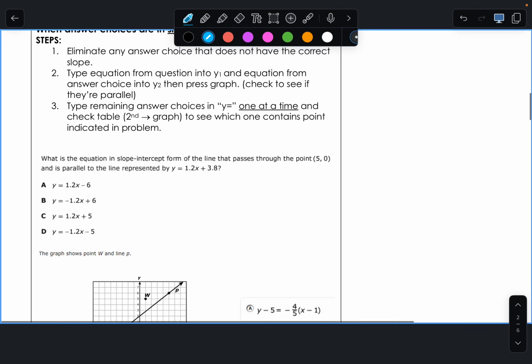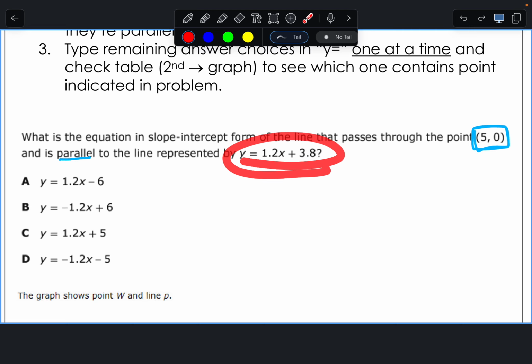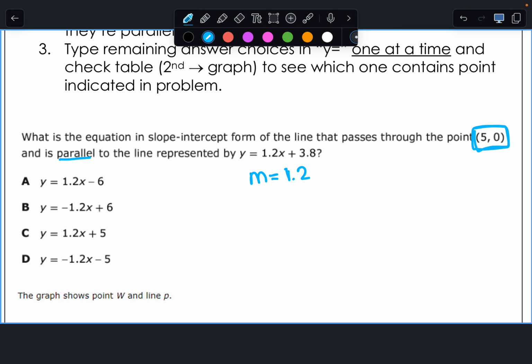Okay? So if you look at this first example, it says, what is an equation in slope-intercept form of a line that passes through this point? That's important. But that is parallel, same slope, to this line. The only reason they give you this equation is because you need to know the slope from that. What is the slope? The slope is 1.2. Okay? So, what answers can we get rid of just knowing that part?